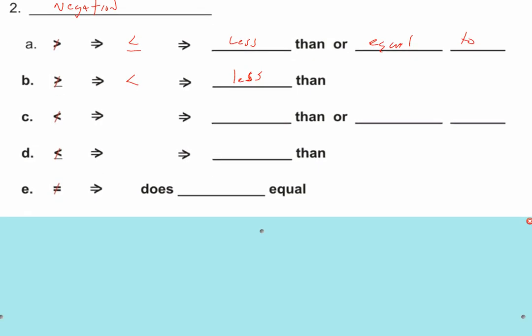C is not less than. Therefore, it's got to be greater than or equal to. Correct. You're catching on. Or the blanks are helping you.